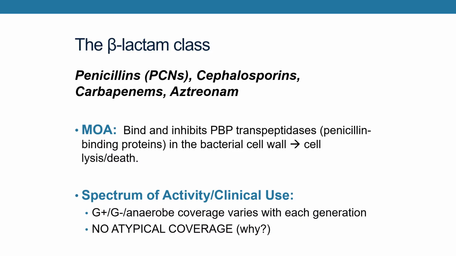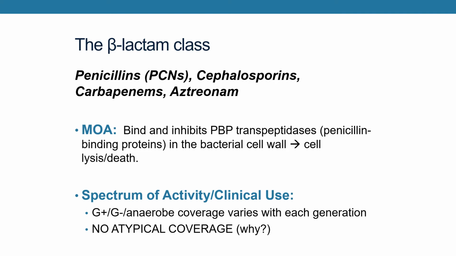So there are many drugs in the beta-lactam class alone, and the best way to keep them straight is to go through them in each individual class and learn characteristics of each. So the classes include penicillins, cephalosporins, carbapenems, and monobactams. And the main monobactam that we'll talk about today is aztreonam.